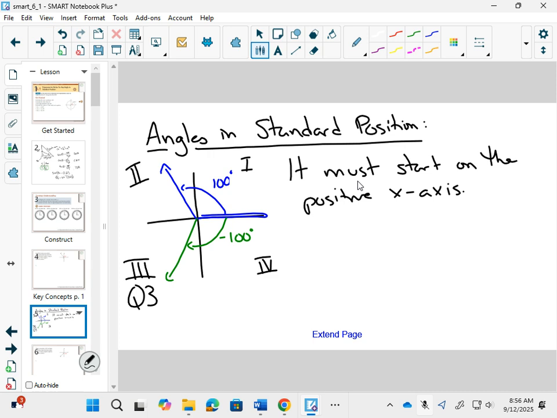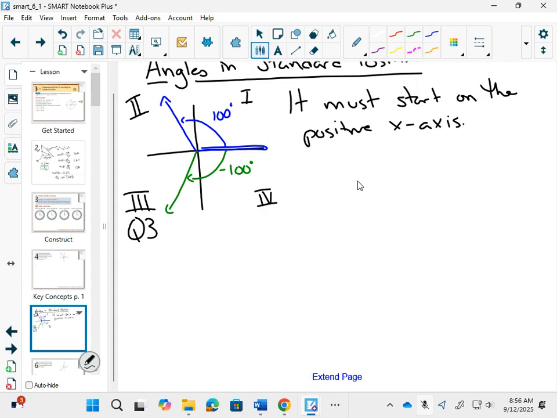So, definitions are important. This is angles in standard position. Next, a review. What are reference angles?